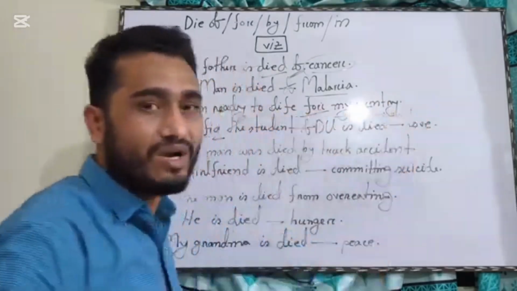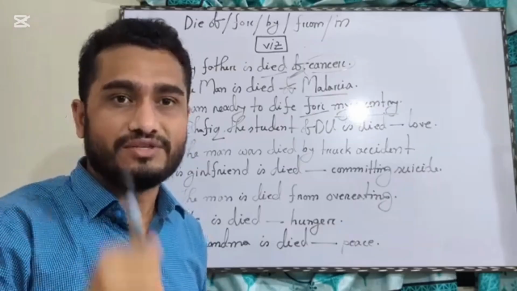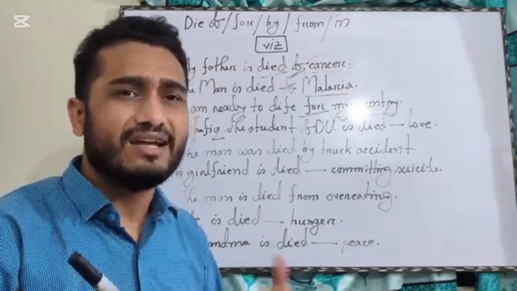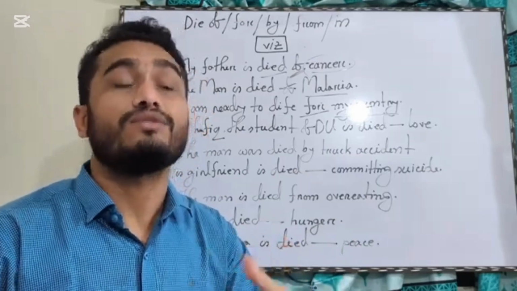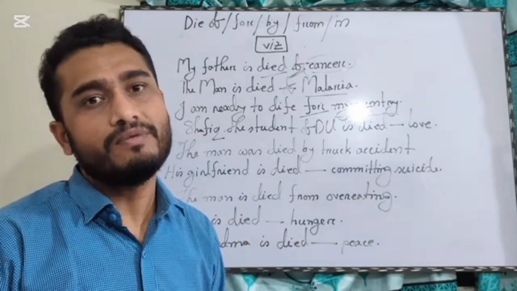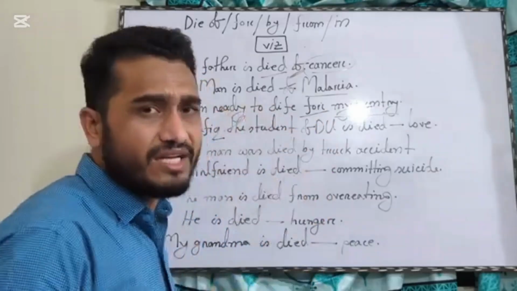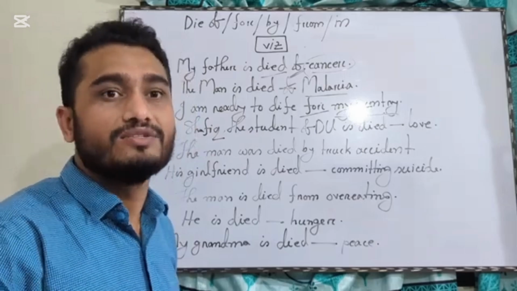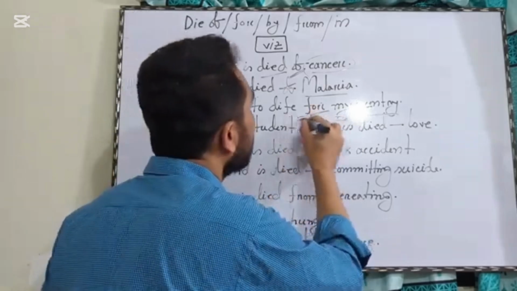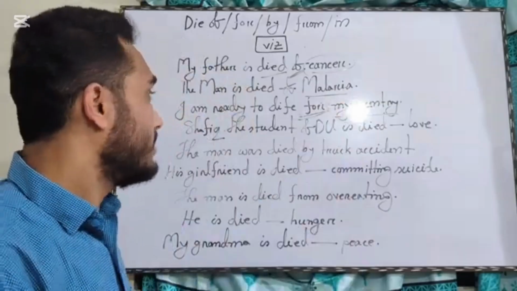So in our third example, I'm ready to die for my country. What I said is, when a person or anyone will die for their country, or dedicate their life for country, or dedicate their life for family or for noble things or for good things, then we will use the preposition what? For. So as I'm ready to die for my country, I'm going to sacrifice my life for my country. So that's why I have used the preposition for after die. I hope you have understood the third example.